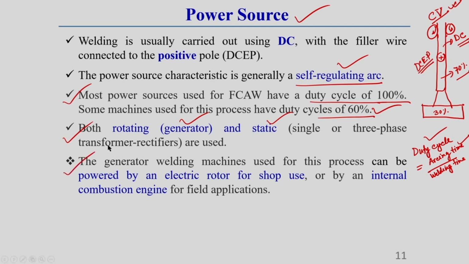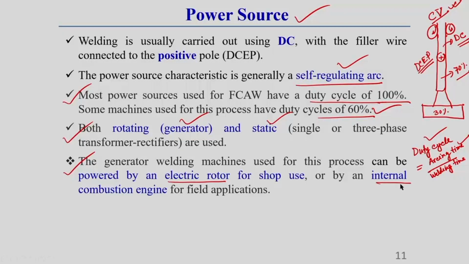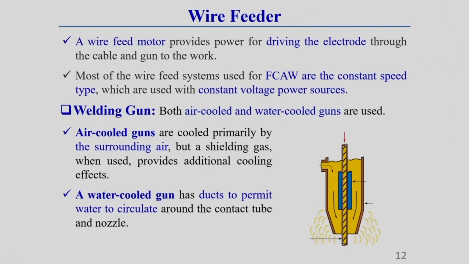Now, here one thing you should keep in mind, once we go for using generator, this generator sometimes uses an electrical motor, once we use this generator in shop. But once we use this generator for field application where generally power supply is not very frequent, there we can use an IC engine, that means internal combustion engine, to run the generator. This wire feeder, which I have already told you, this is the wire.